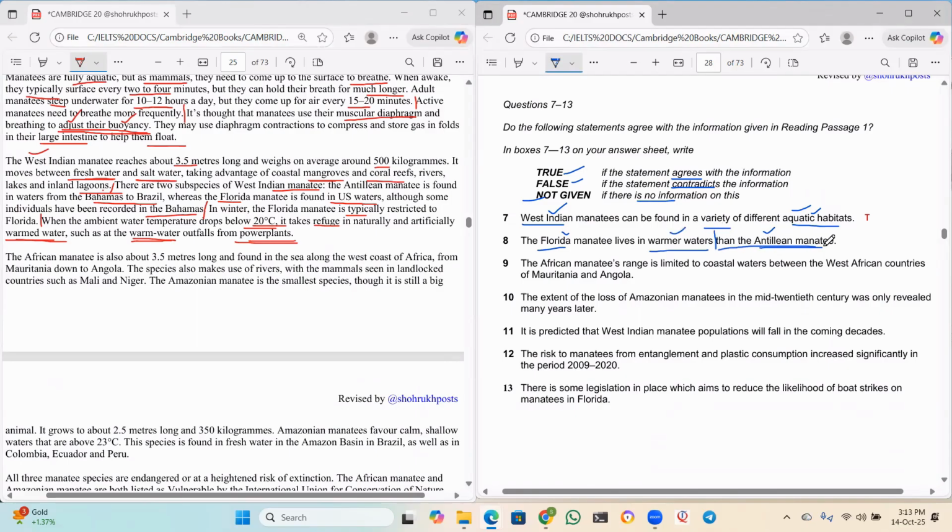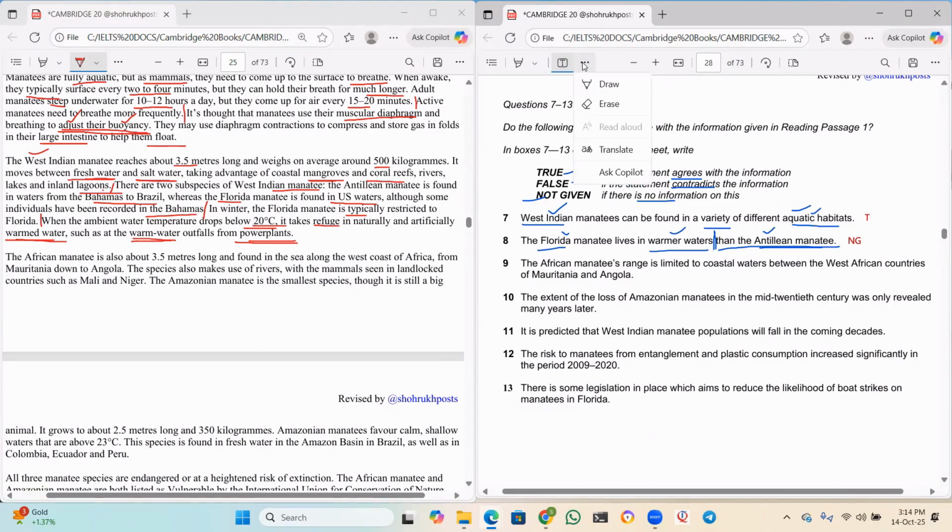But then the Antillean manatee, he says in the question. So, did he compare the Florida manatee with the Antillean manatee in the paragraph here? I don't think so. There is no comparison between these two here. It lives in warm water, I agree. But when you compare the Florida manatee with the Antillean manatee, there is no information on this. So what should be the answer, guys? It should be not given, right?